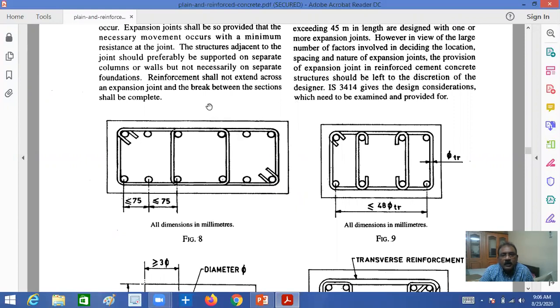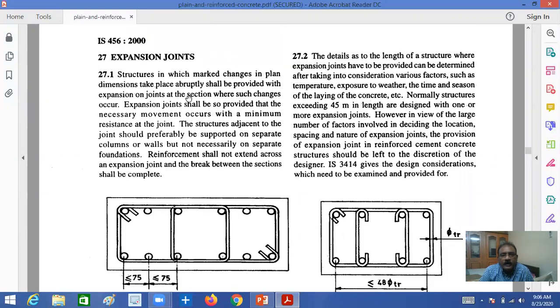This is Clause 26.5.3 or figure 27.1 of the codal provision of IS 456:2000, right? So according to this one, the tied column plan. Okay. This is one way to define the columns.